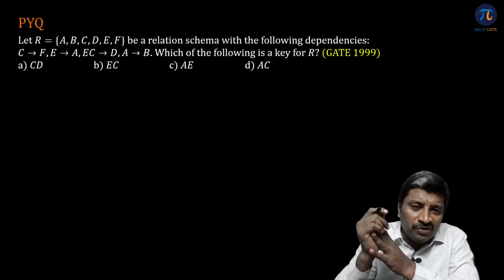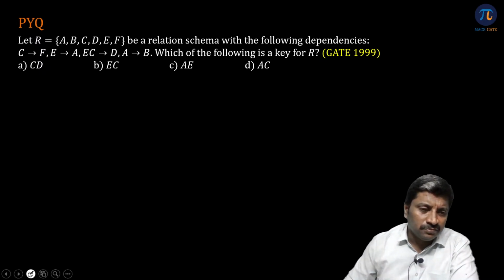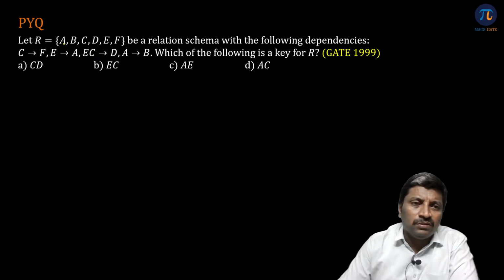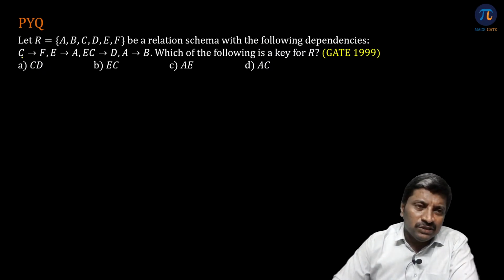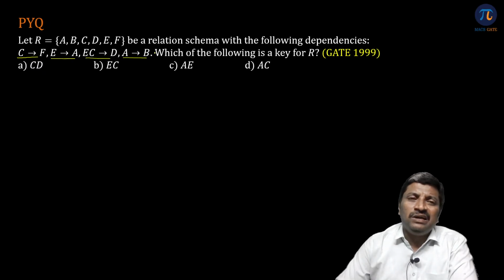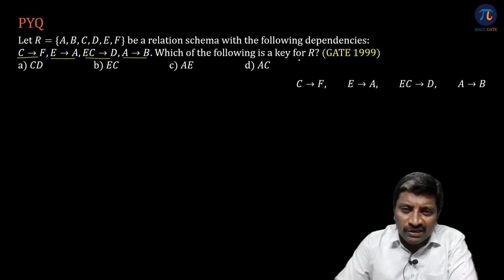Let us do one of the previous questions. Just go through the question, sir. Let R equal to a 6 element relation A, B, C, D, E, F. It's a relation schema with the functional dependencies: C goes to F, E goes to A, EC goes to D, A goes to B. Totally 4 functional dependencies. Which of the following is a key?